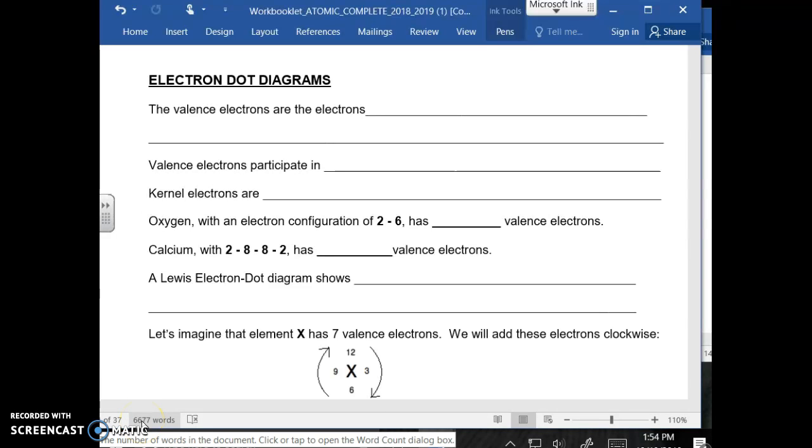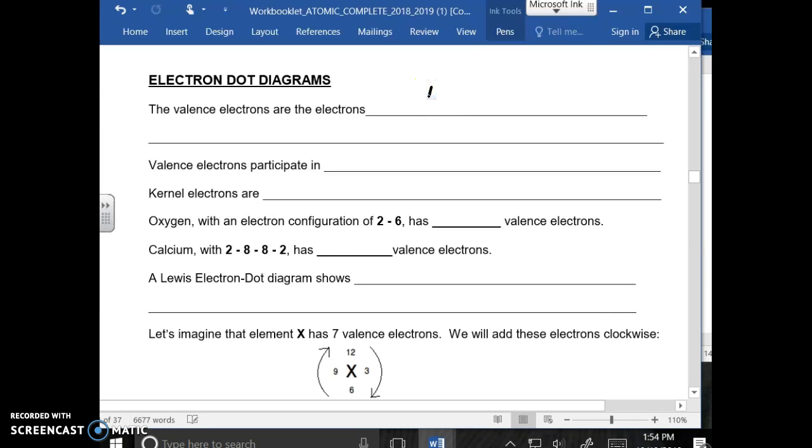Welcome to the last lesson in this unit of atomic structure. Electron dot diagrams. Well, let me take a step back. Where have we been? We have given full models of the atom.